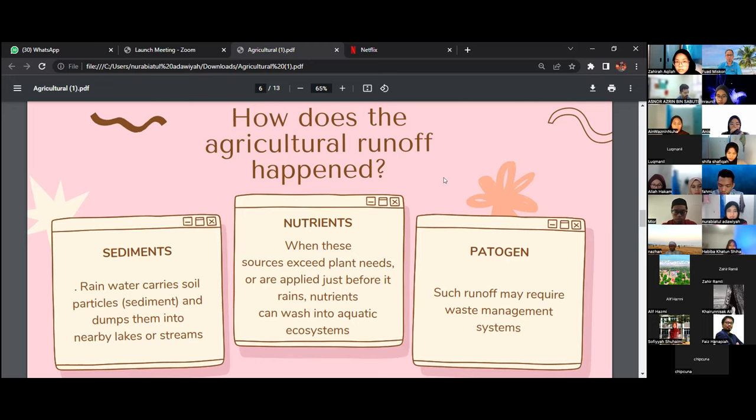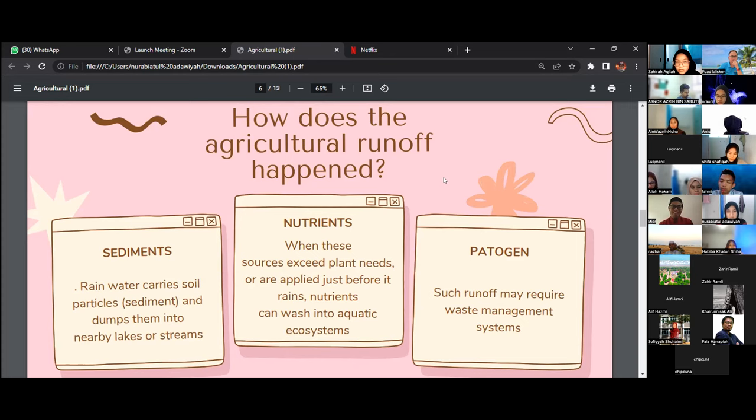Next, nutrients. This is caused because farmers apply nutrients such as phosphorus, nitrogen, and potassium in the form of chemical fertilizer, manure, and sludge. They may also grow legumes and leave crop residues to enhance production. When these sources exceed plant needs or are applied just before it rains, nutrients can wash into aquatic ecosystems. And there, they can cause algal blooms, which can ruin swimming and boating opportunities, create foul taste and odor in drinking water, and kill fish.